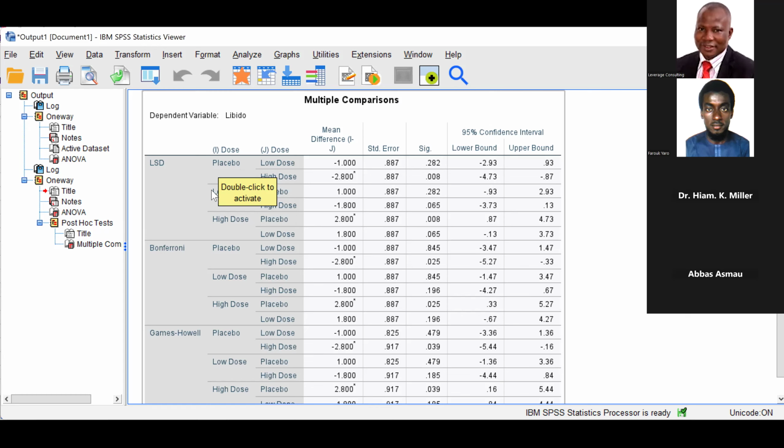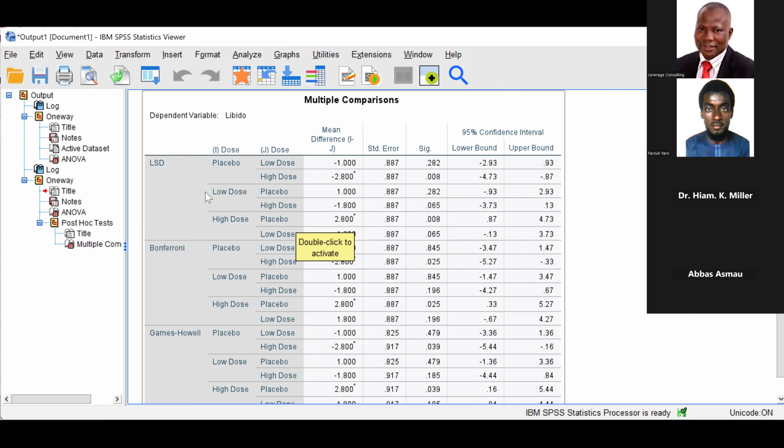And now it picks low dose and compares with placebo, and low dose compared with high dose. You now pick high dose and compare with placebo, and high dose compared with low dose. By doing this, we only need 3 combinations, but we have 6 combinations here because there will be repetition. For example, placebo versus low dose is the same thing as low dose versus placebo. A plus B is the same thing as B plus A. Placebo high dose is the same thing as high dose placebo.